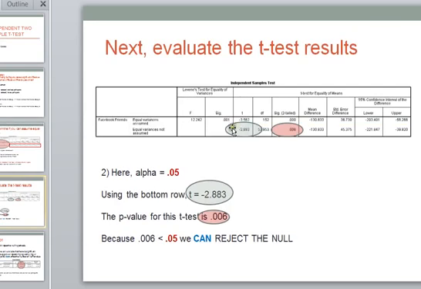Okay, next. Given that we're going to use the bottom row and we know that alpha is 0.05 for our test, we can see here that our t-value is minus 2.